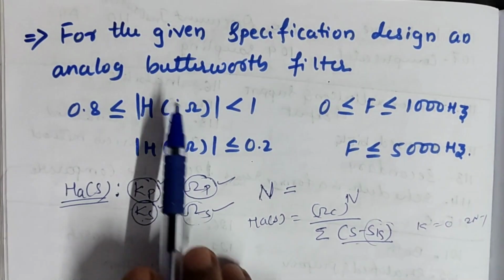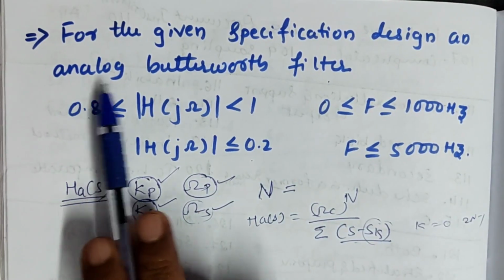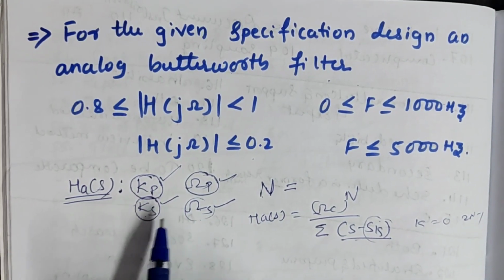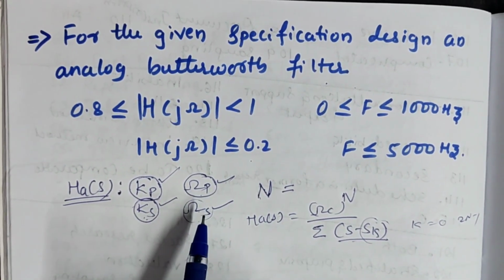Now this is quite different. For the given specification, design the analog Butterworth filter. Here neither have they given Kp nor Ks, omega p and omega s.